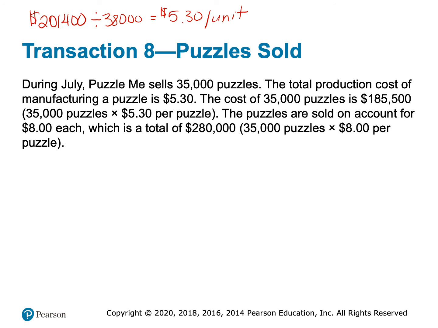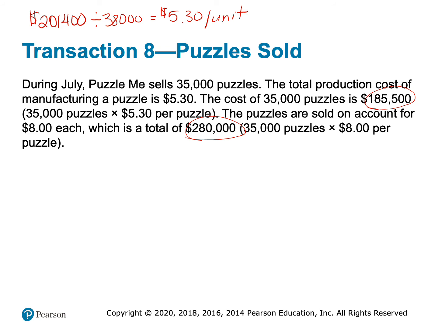So when we sell these puzzles, we're going to move them out of finished goods into cost of goods sold. We're selling 35,000 of them, so at $5.30 a piece, that's a total cost of $185,500. We're told that the selling price is $8, so the total revenue that we are earning is $280,000, which is the 35,000 times $8 a puzzle.